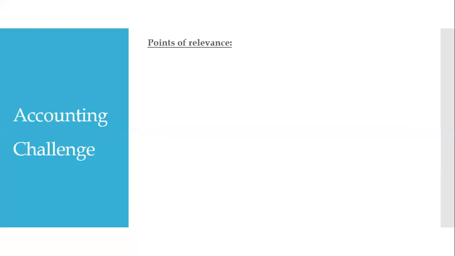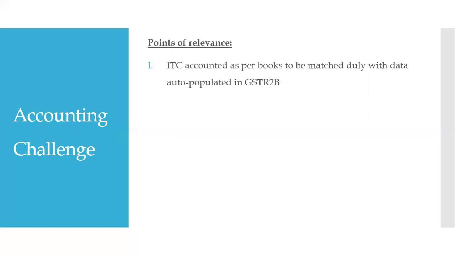Now, this has thrown a couple of challenges to the accountants. Now let us understand that. Every month, effective from Jan 2022, the accountant is expected to match the input tax credit as per books of accounts with the ITC auto-populated in GST 3B on the basis of the source data called GST 2B. So this comparison results in two aspects.